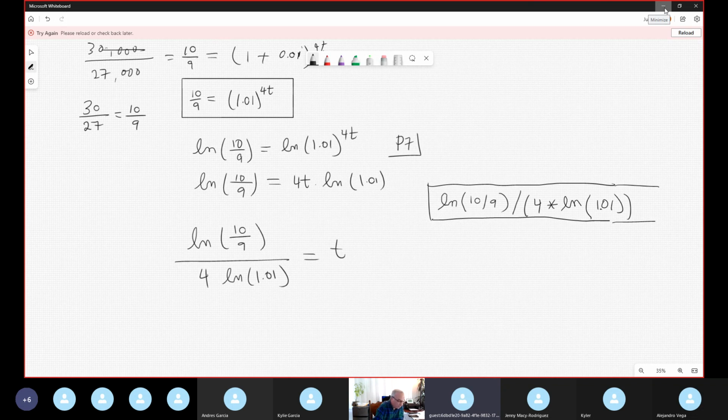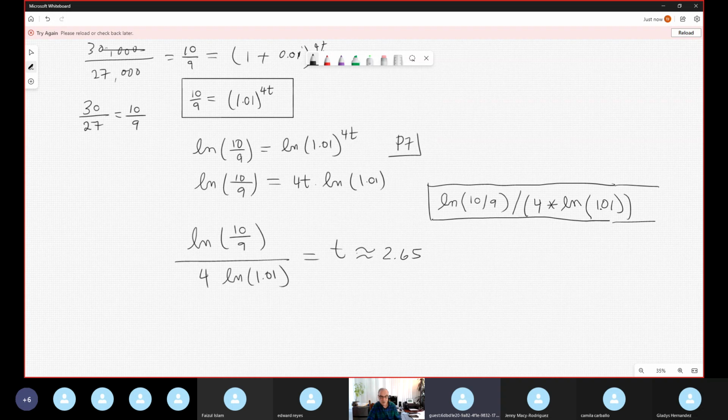A ver, show me. 2.65, yeah, 2.65. Here's the answer. 2.65. Approximately, no? No, exactly. Approximately. It's an irrational number.